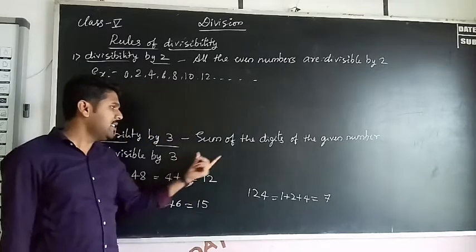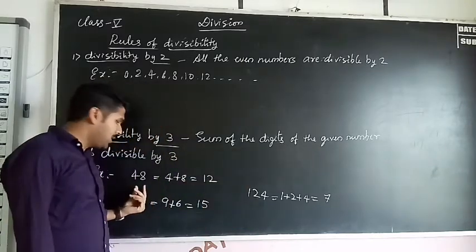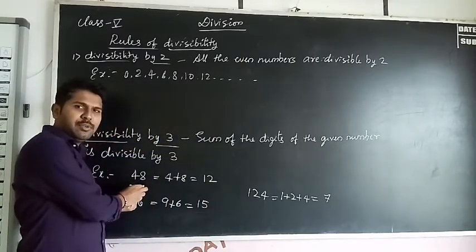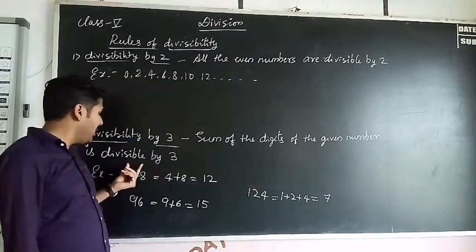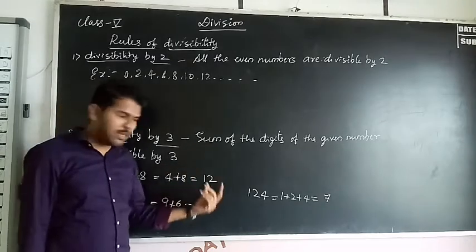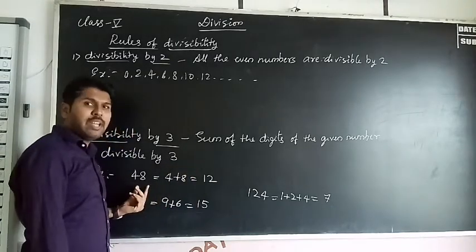So how to check that? Just add the digits of the given number. If that sum is divisible by 3, then that number is also divisible by 3.